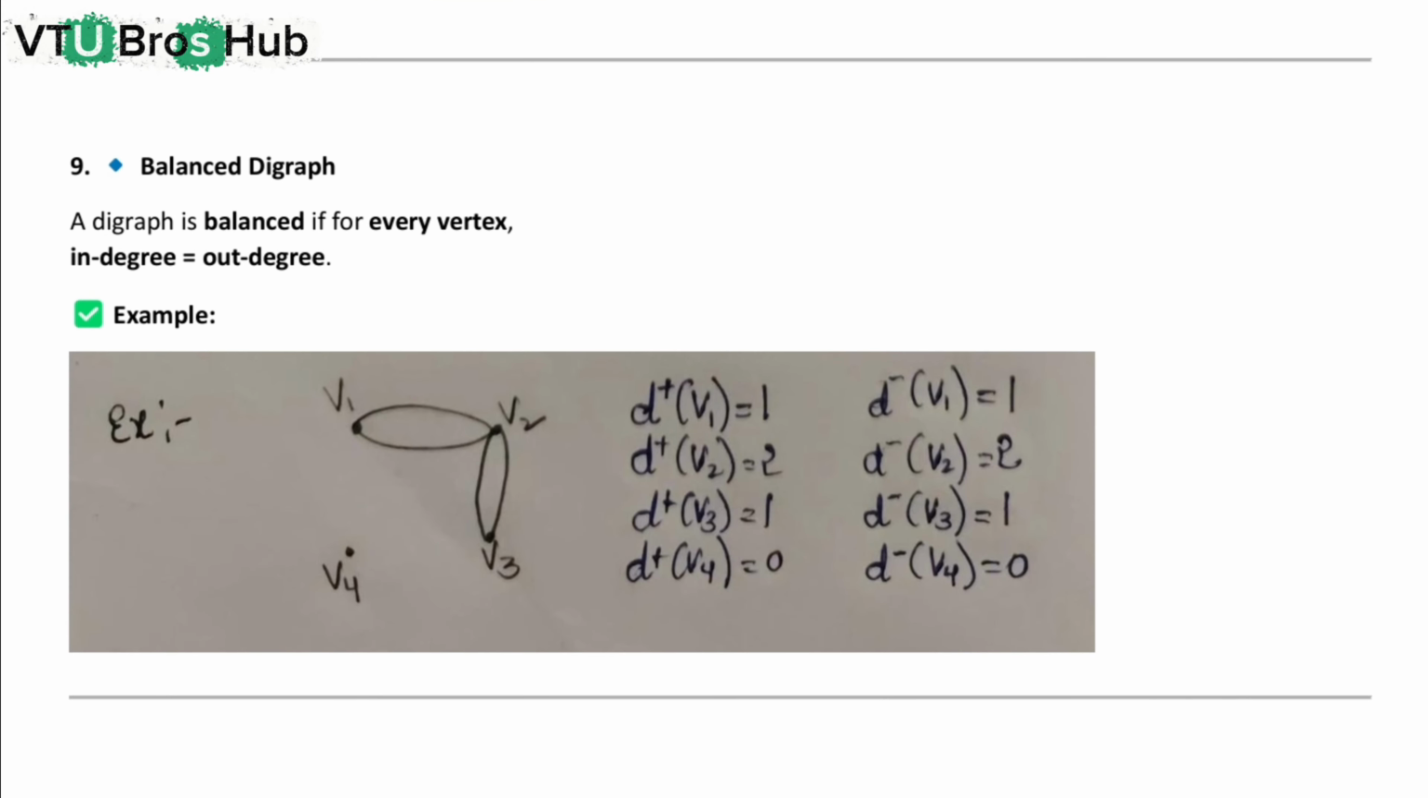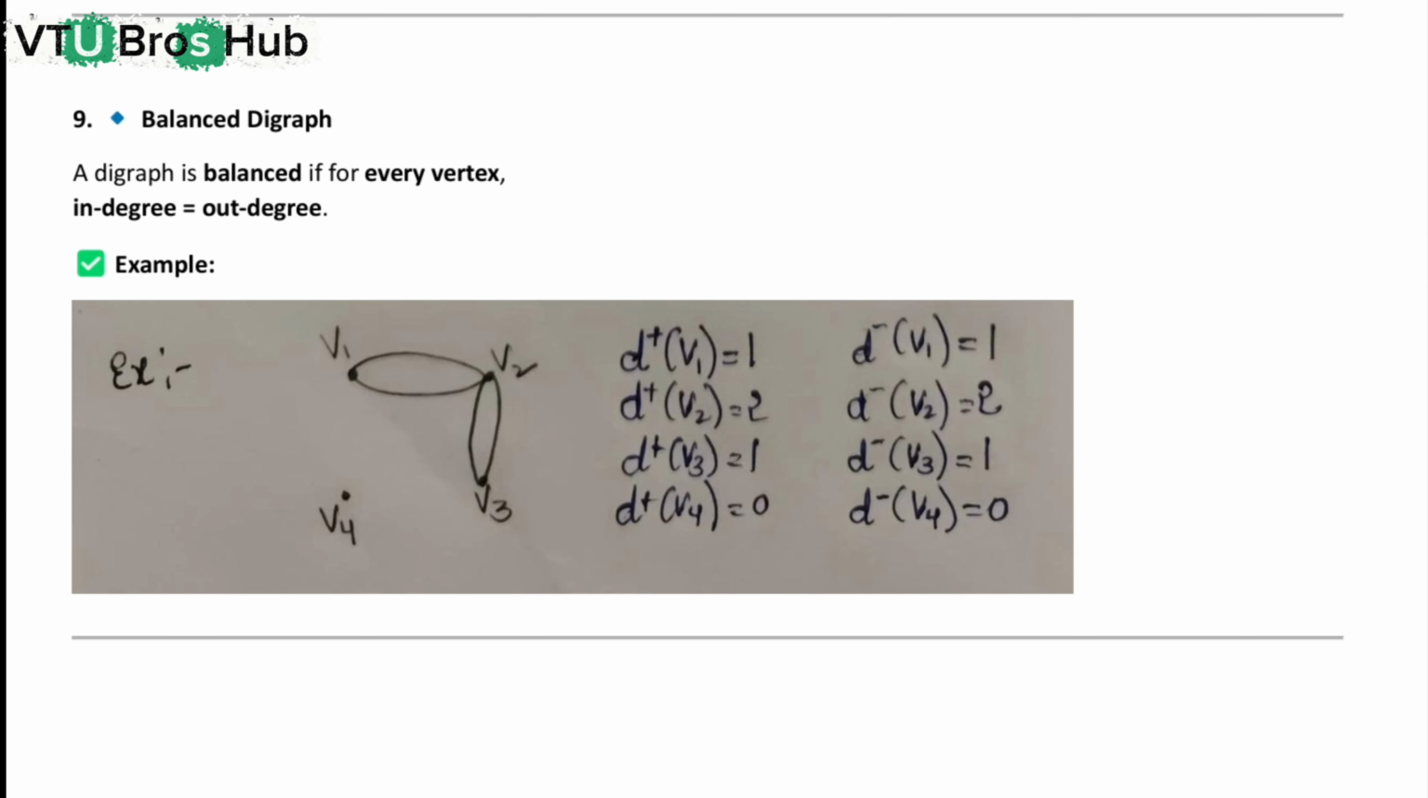9. Balanced digraph. A digraph is called balanced if for every vertex, the in degree equals the out degree. You can see this clearly in the example given. That completes all types of directed graphs with examples. It's a full 7-mark theory question. Revise and draw every type once.